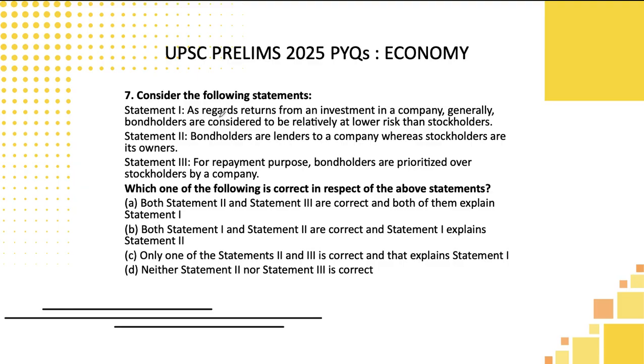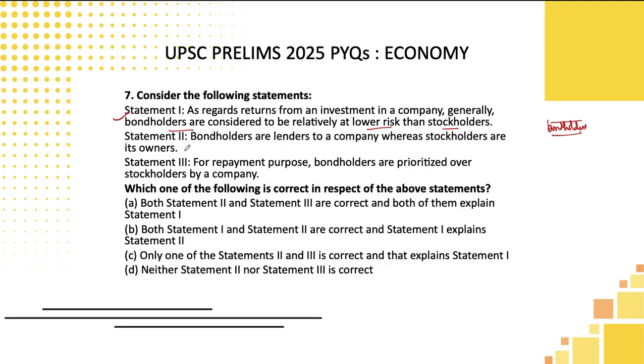Consider the following statements. Statement 1. As regards returns from an investment in a company, generally bondholders are considered to be relatively at lower risk than stockholders. We should know what is the difference between bondholder and stockholder, especially while reading the money market and capital market basics from Sriram IAS economic book. This is clearly given, students, because bondholders will enjoy better security compared to the stockholders who are the owners. That is actually correct only.